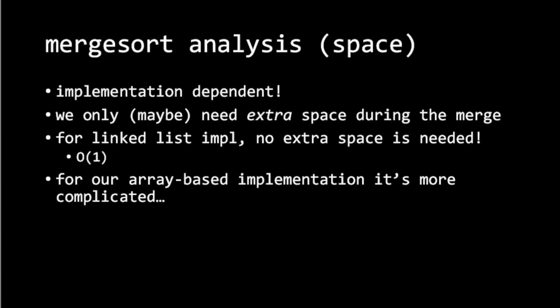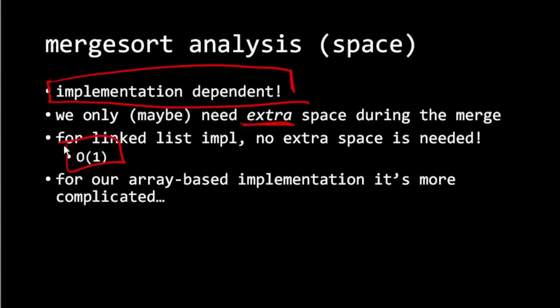Okay. So the last thing I'd like to talk about here is space. And one important note is that it is implementation dependent, right? When you talk about space complexity of an algorithm, you only talk about the extra space required. So if you were to do this with a linked list implementation, it's O of 1 because you don't need to make any copies. The only reason there's a space complexity analysis here is because it's an array. Usually you'll see merge sort as an array based implementation.